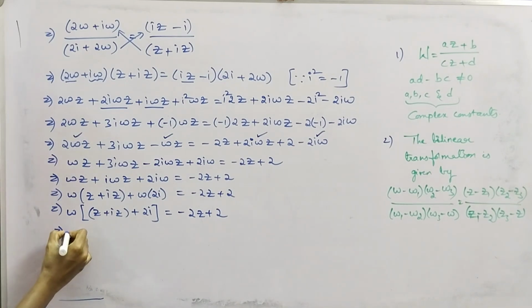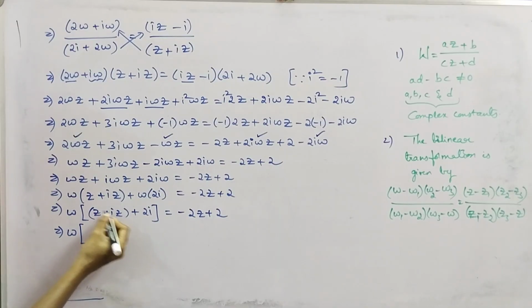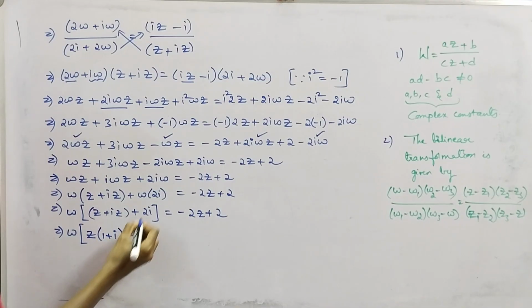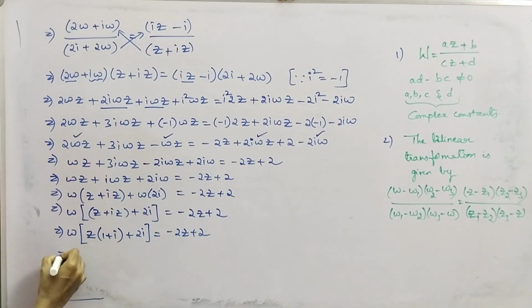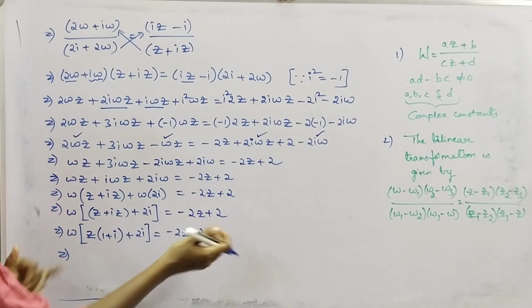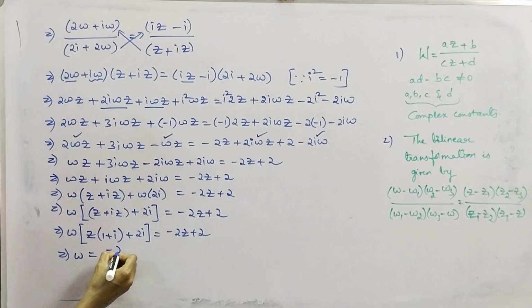Right. Now let's take z common from the first term. You'll get z times 1 plus i plus here you'll get 2i equal to minus 2z plus 2. Now take this term to RHS, you'll get w or omega equal to minus 2z plus 2 by z times 1 plus i plus 2i. Okay. So which is the required solution, which is the bilinear transformation. We are asked to find bilinear transformation, right?